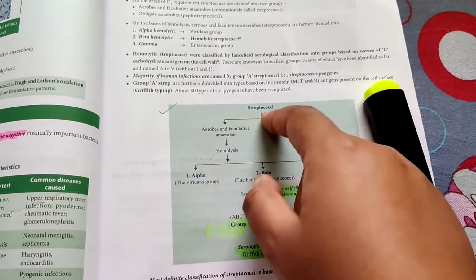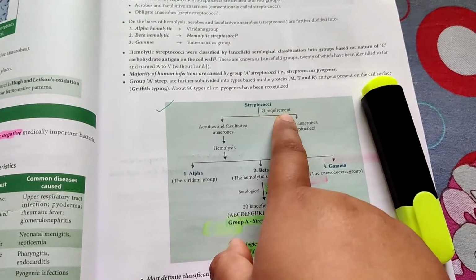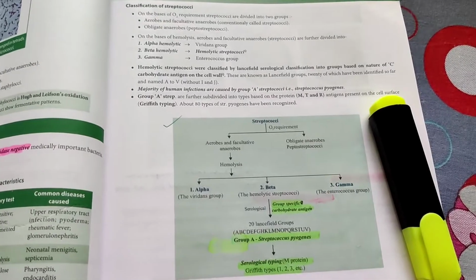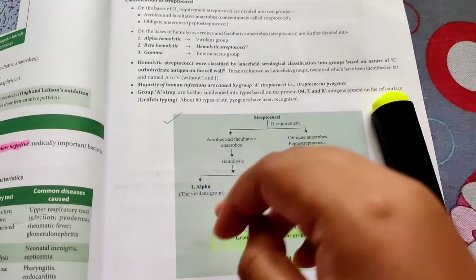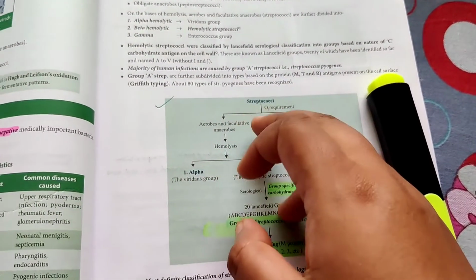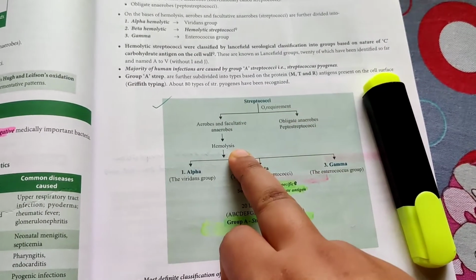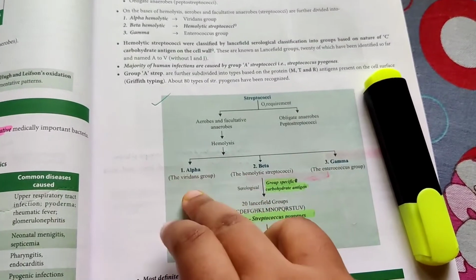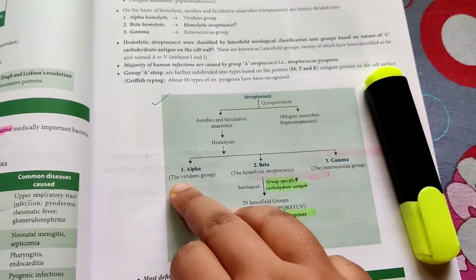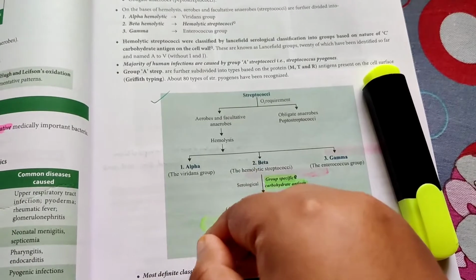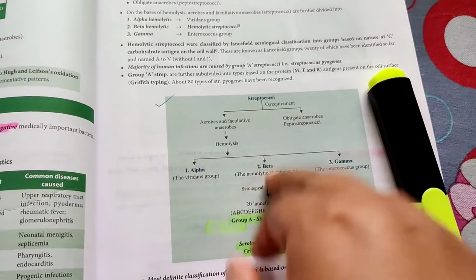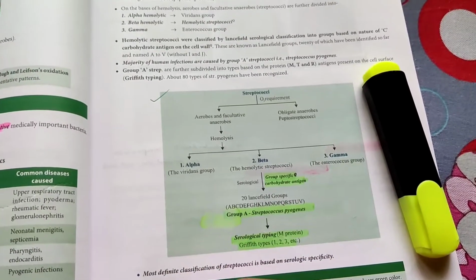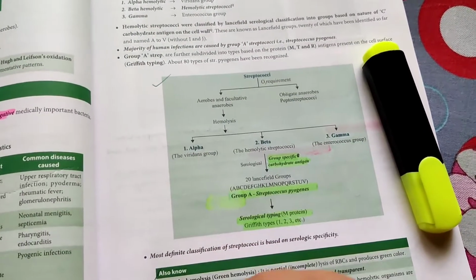Streptococci classification is by O2 requirement. According to O2 requirement, there are aerobes, facultative anaerobes, and the obligate anaerobes do not need O2. The bacteria that need O2 are divided on the basis of hemolysis. What is hemolysis? That is divided into alpha, beta and gamma groups. Alpha group causes partial hemolysis of RBC. Beta hemolysis group causes complete hemolysis, and gamma group does not hemolyze. It does not show any hemolysis.